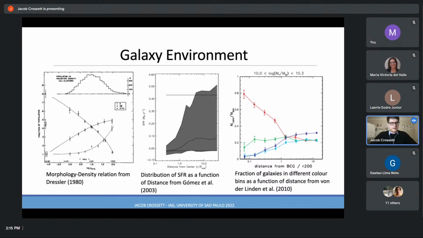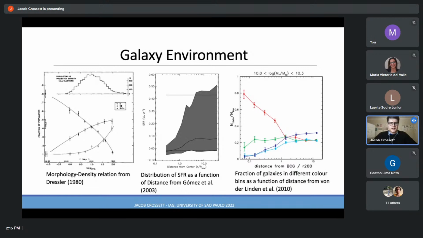We see on the left-hand side that if you go from low density on the left of the plot to high density on the right of the plot, so just fewer galaxies in space to more, we see that the fraction of spirals drops from a high fraction of the population to a low one, and conversely, those elliptical galaxies, those more passive galaxies, increase as we go to more high density regions.